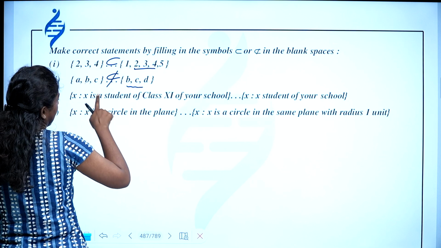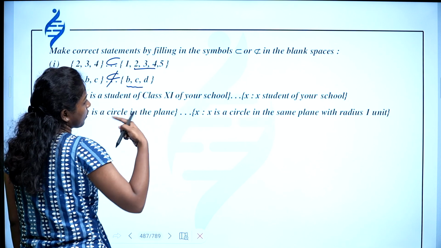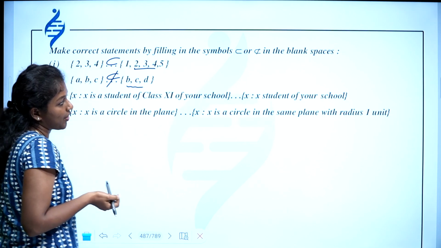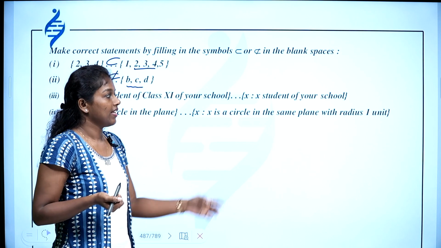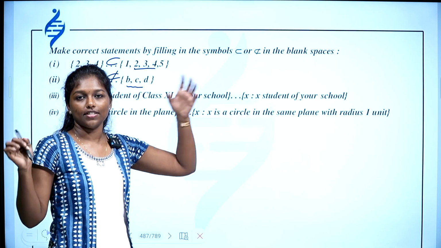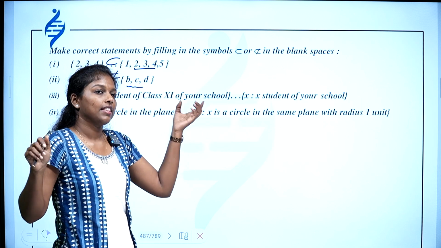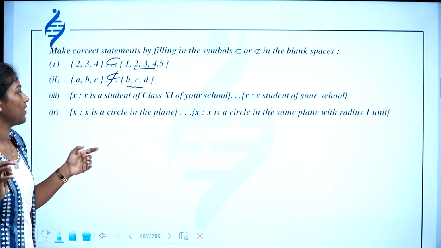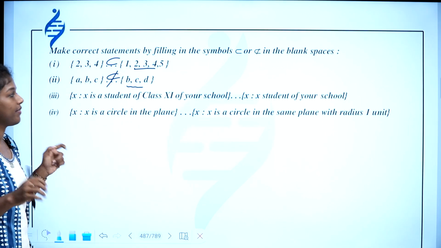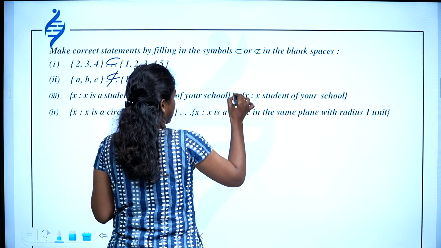Then X such that X is a student of class 11th of your school, and X is a student of your school. So this is our superset. All the students of the school are considered, and it is a superset. Then students of only 11th standard are taken, and it will obviously be a subset.